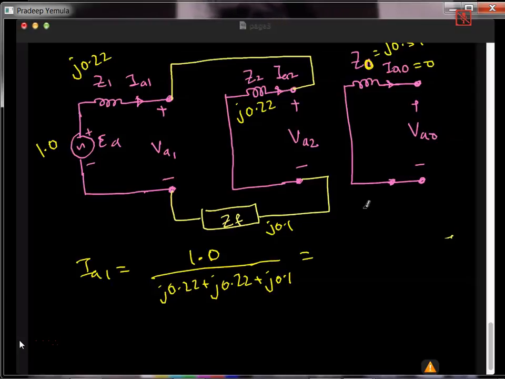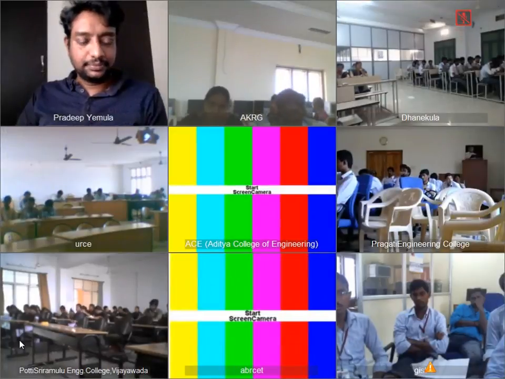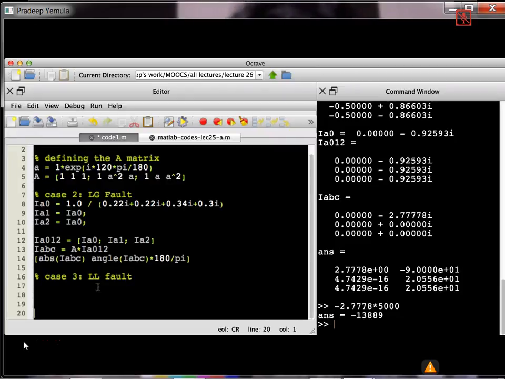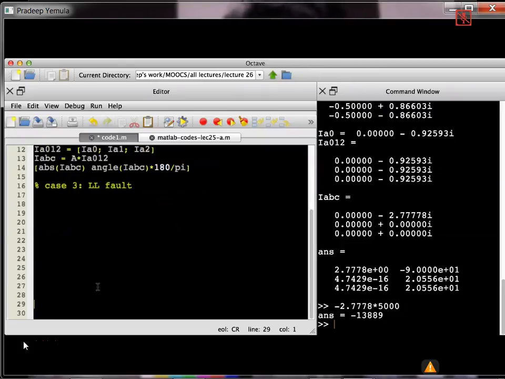Let me just use the calculator. Sorry, I think this is the LG fault. This is the LL fault. So in this case, IA0 is anyway 0.